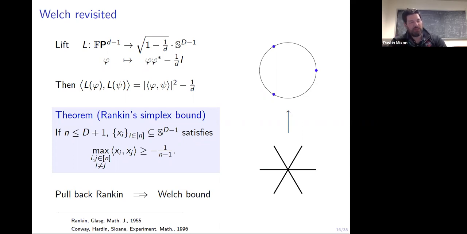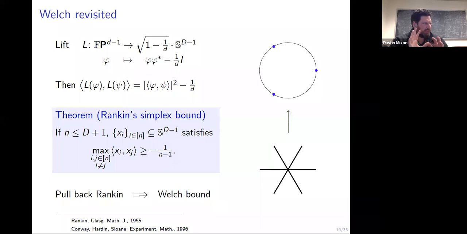If you don't have too many points, then the optimal configuration are the vertices of a simplex that reside in a subspace. This is known as Rankin's simplex bound, and if you want to open up all of the notation, this is how you write it. But the big idea, the broad strokes, is that you take your system of lines, you embed it as a system of points in the sphere, and then you observe that this collection of points in the sphere must satisfy Rankin's simplex bound. So if you pull back Rankin's bound to projective space, it turns out that you recover the Welch bound. So this is another way to prove the Welch bound.